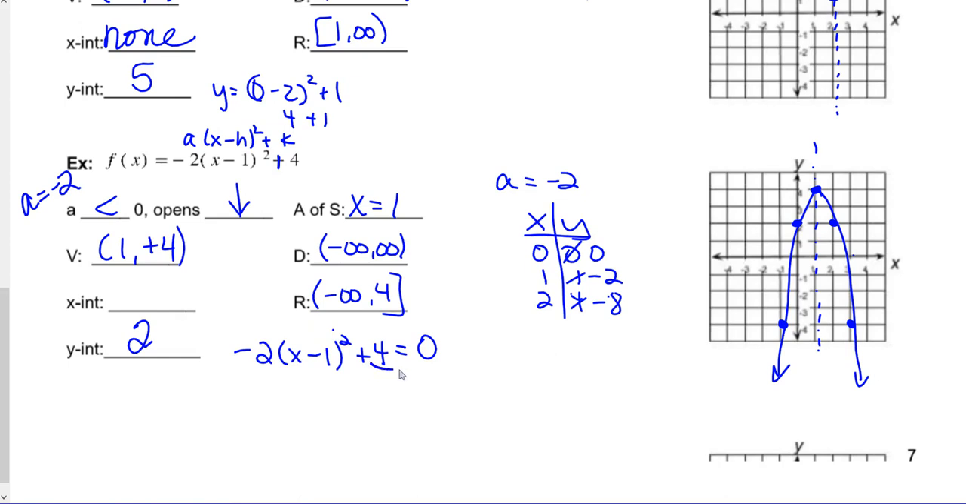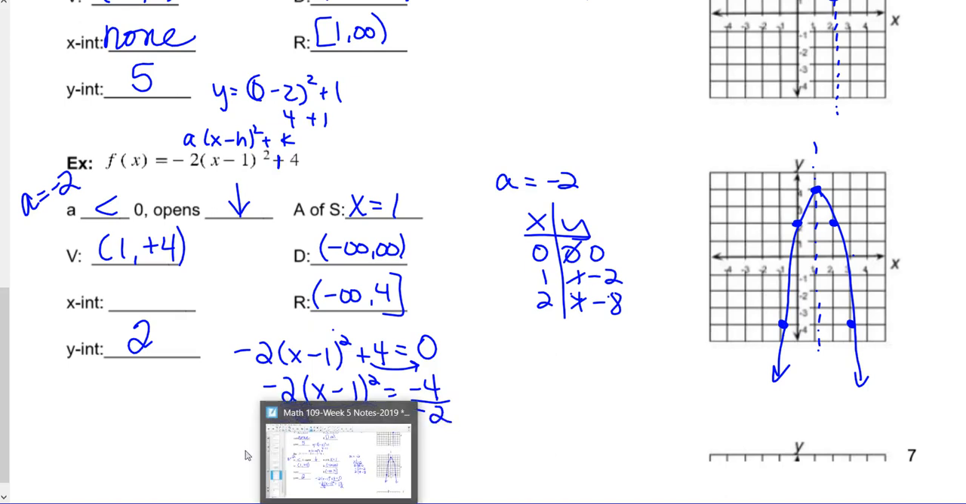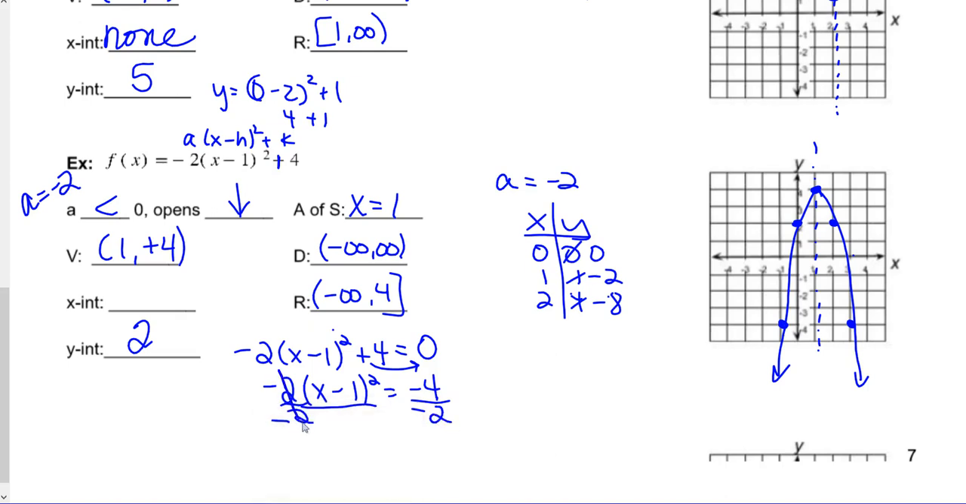So I'm first going to subtract 4, and I get negative 2 times x minus 1 squared equals negative 4. Then to get this expression by itself, I'm going to divide all of that by negative 2, so this goes away, leaving me with x minus 1 squared equals, this here becomes a positive 2.